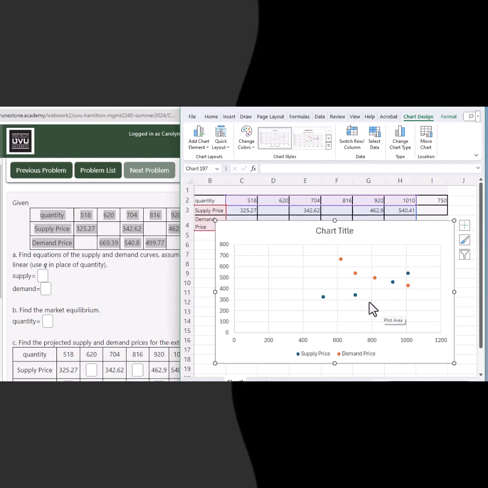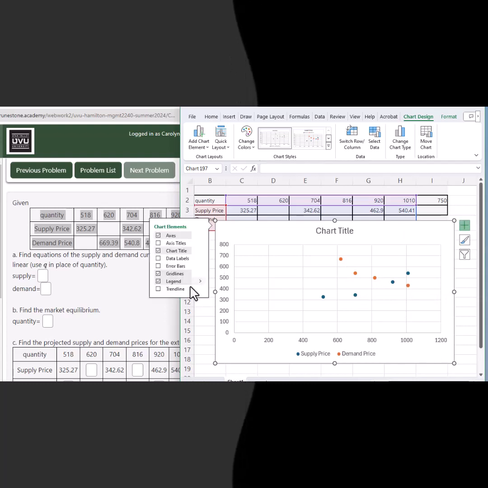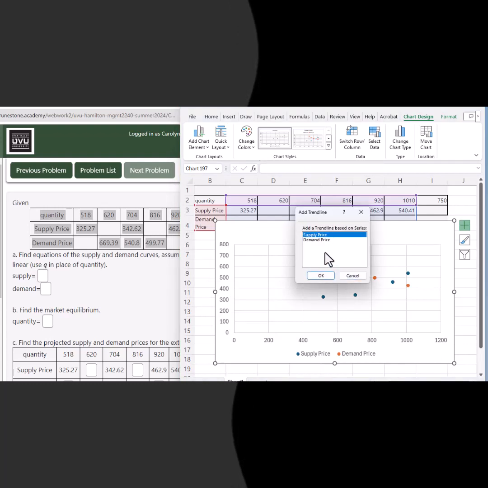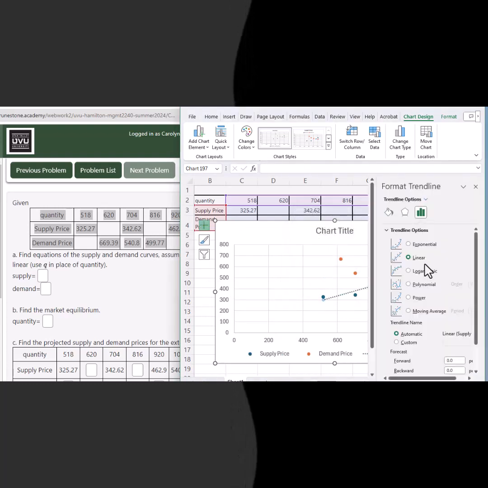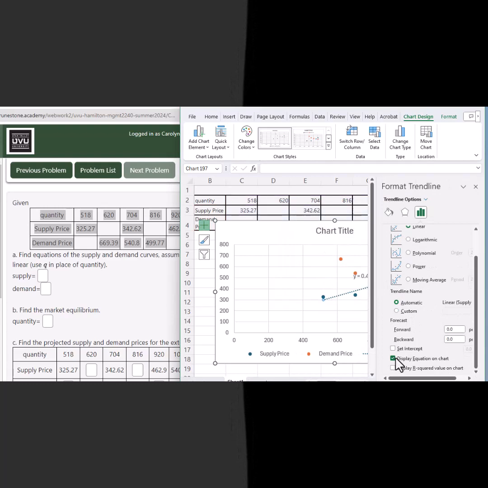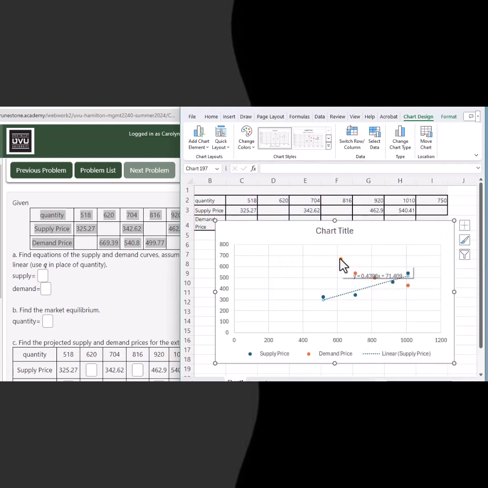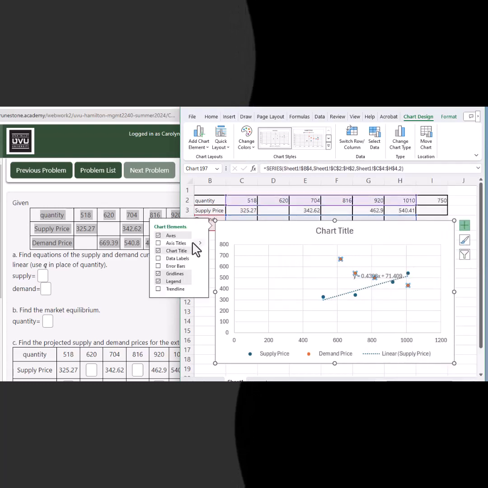It's not exactly linear because a straight line won't go through all those points perfectly. So we'll model it with a linear trend line. One for the supply. And again for the demand data.